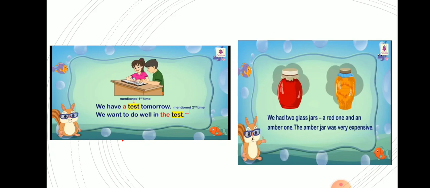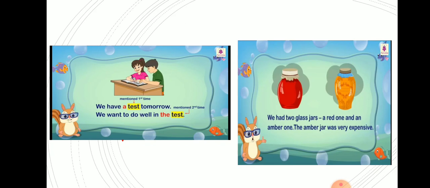Let's look at another example. We had two glass jars, a red one and an amber one. A red, consonant sound है, ठीक है, और हम पहली बार इन दोनों jars के बारे में बात कर रहे हैं. So we had two glass jars. The first one is a red one. Red, consonant sound है, and an amber one.